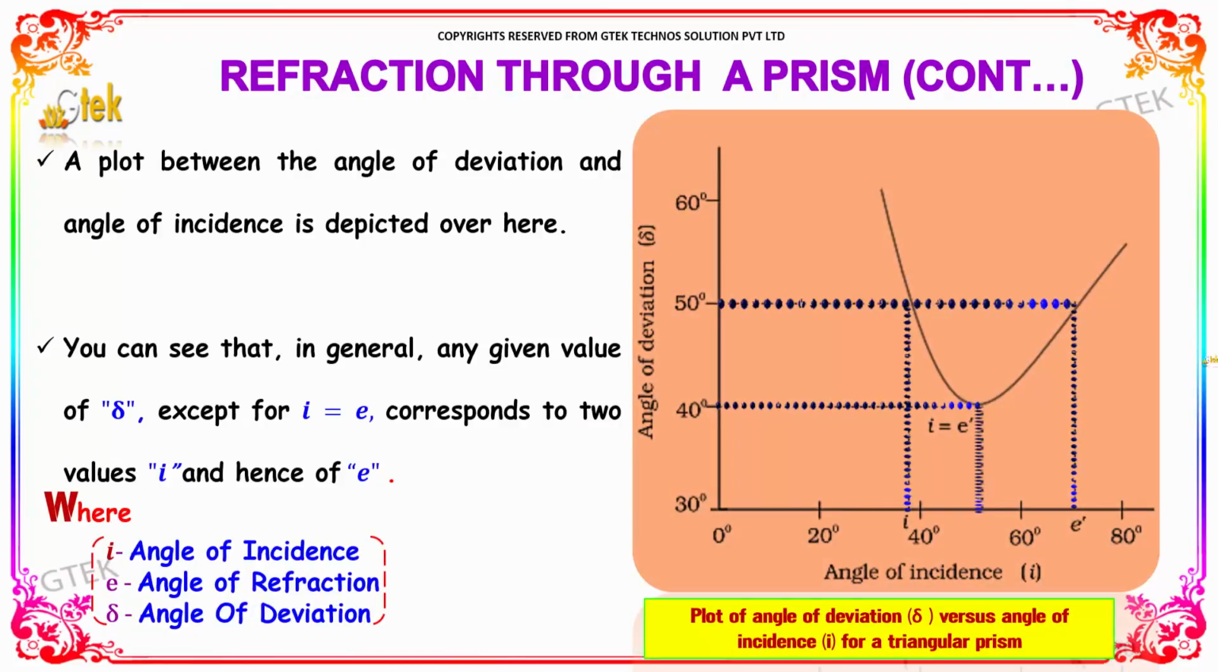A plot between the angle of deviation versus the angle of incidence is made. You can see that in general, any given value of delta, except for I is equal to E, corresponds to two values of I and hence of E. You can see it here.